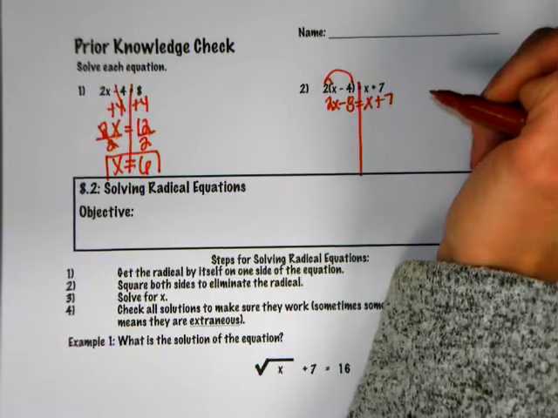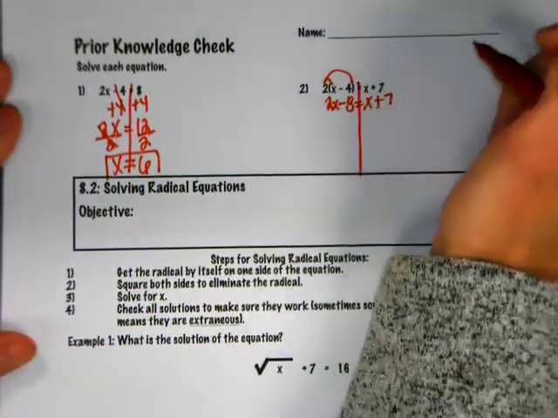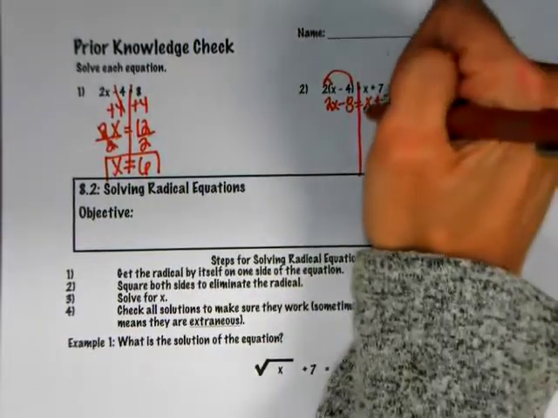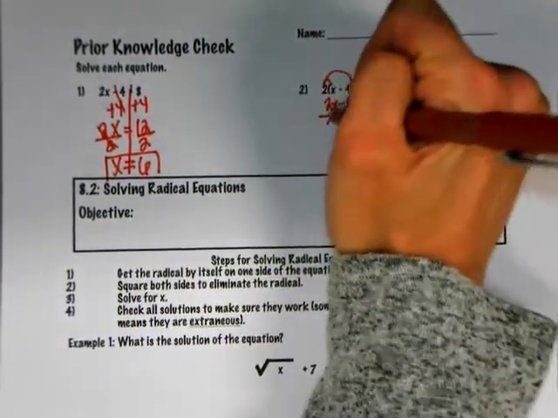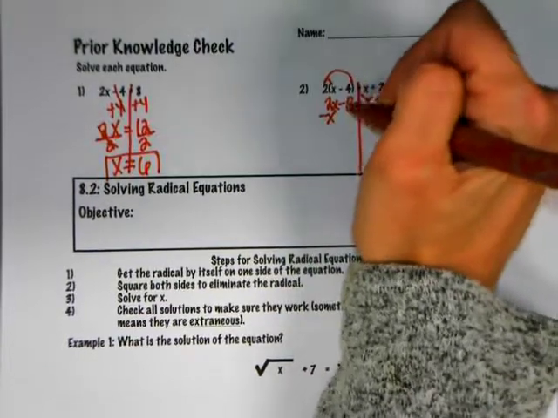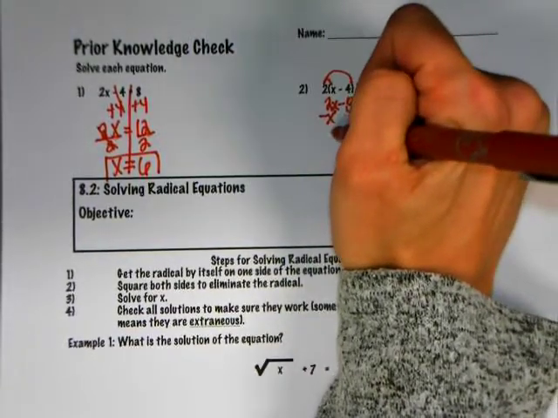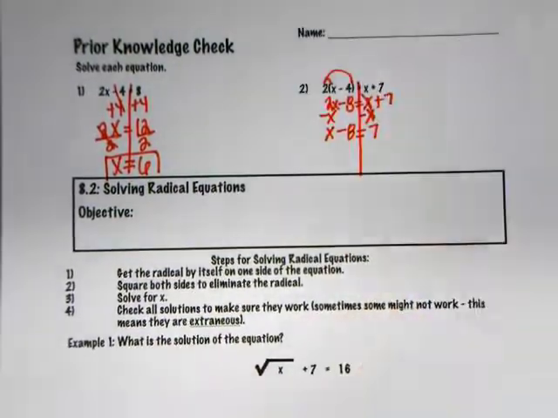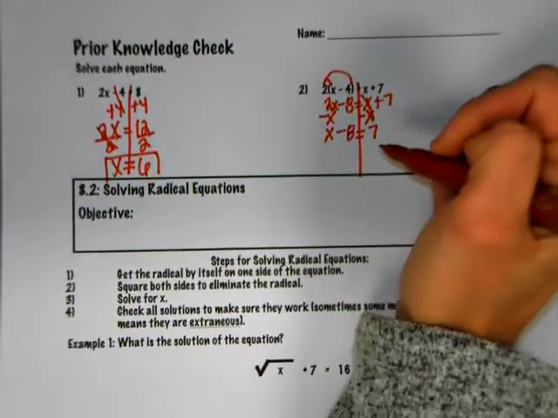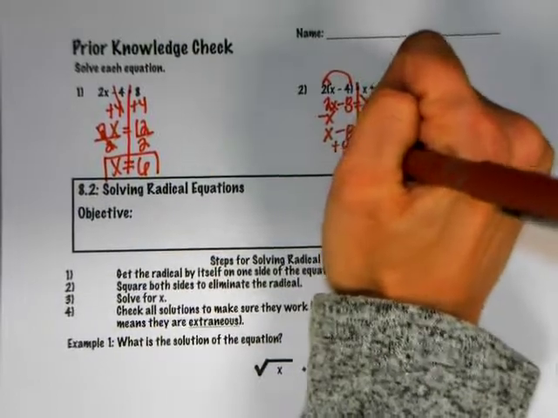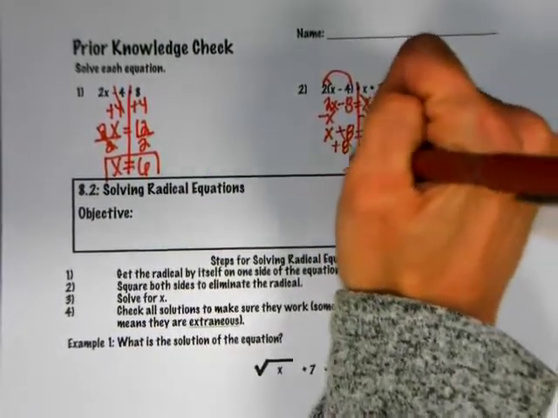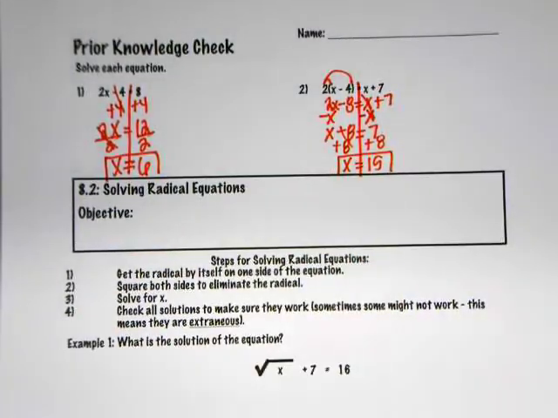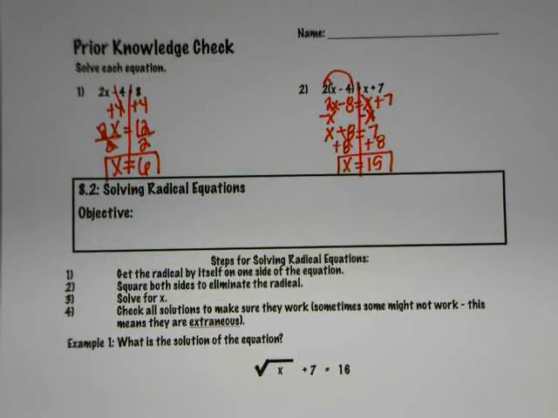Anybody? Not yet, no. Add 8. Not yet. Yeah, so do the x's first. So minus x, minus x: 2x minus x. Yep, just x. Okay. And then what? So you get x equals 15. Good there? Yeah? Okay.